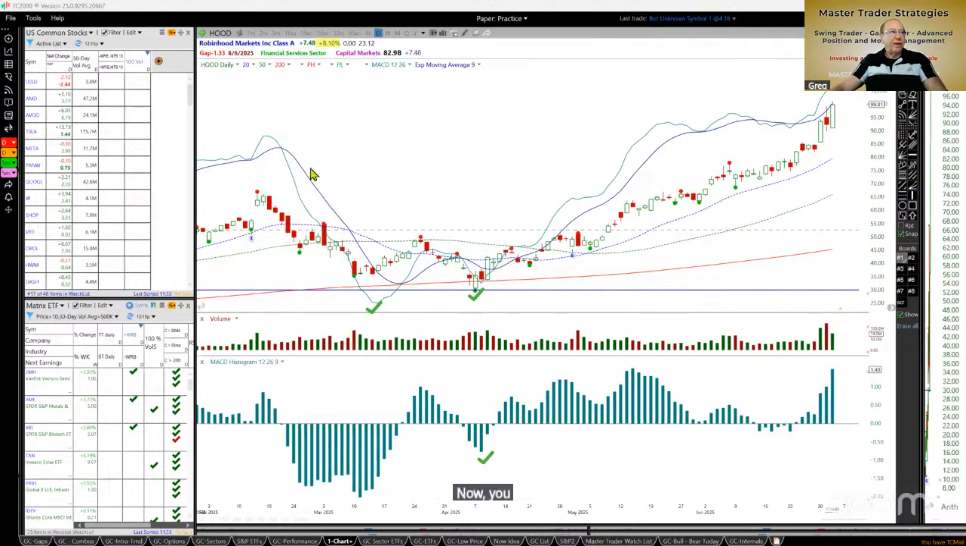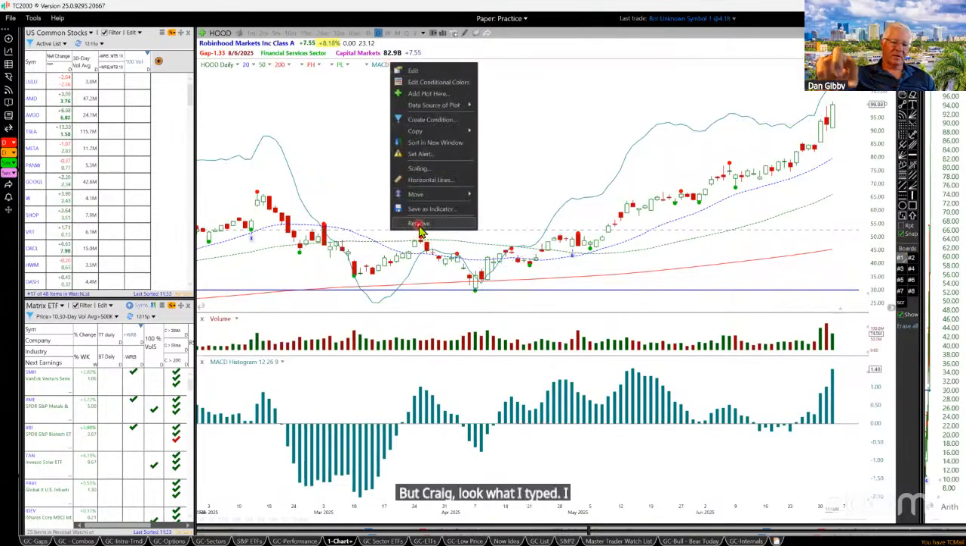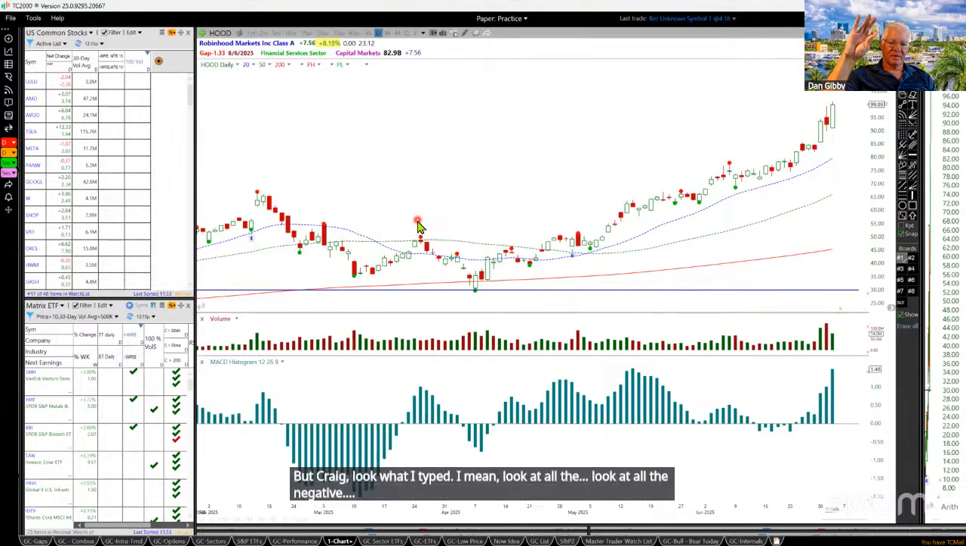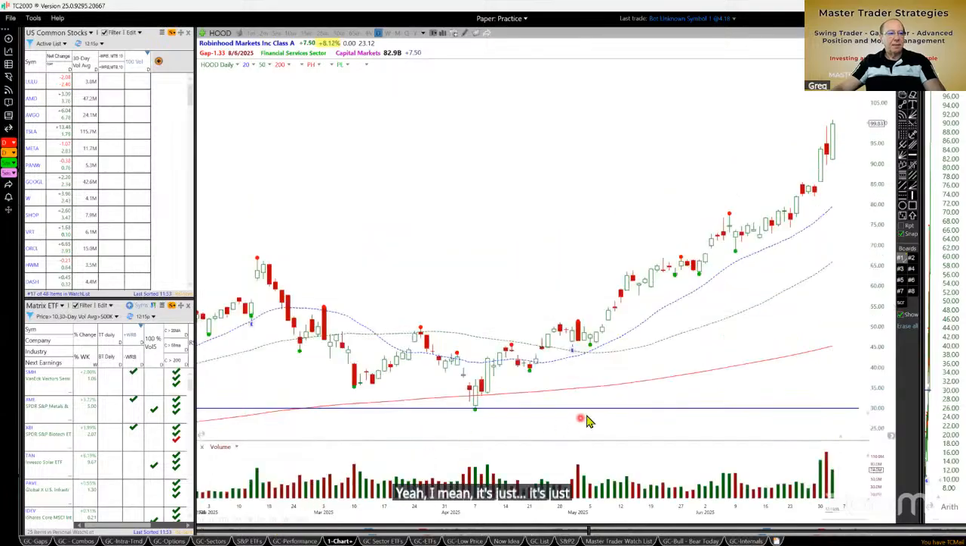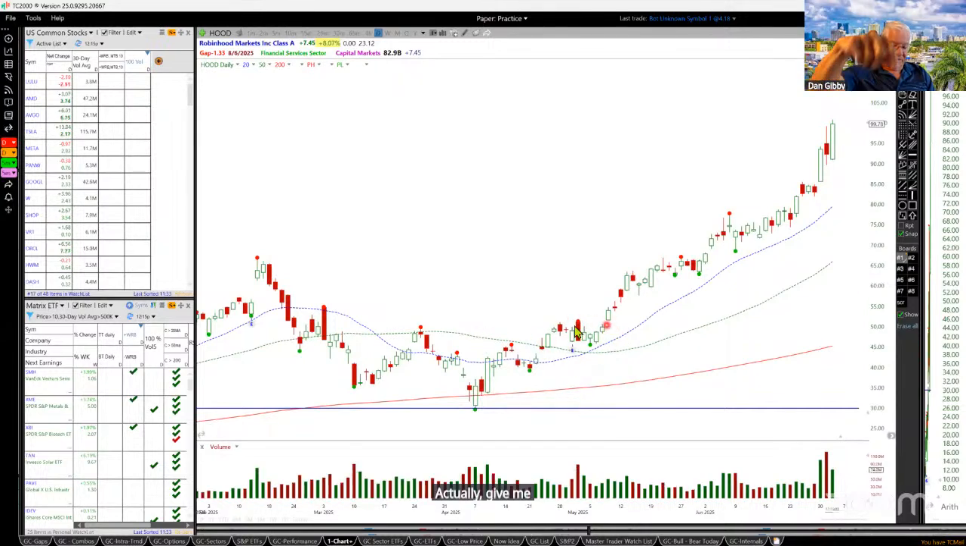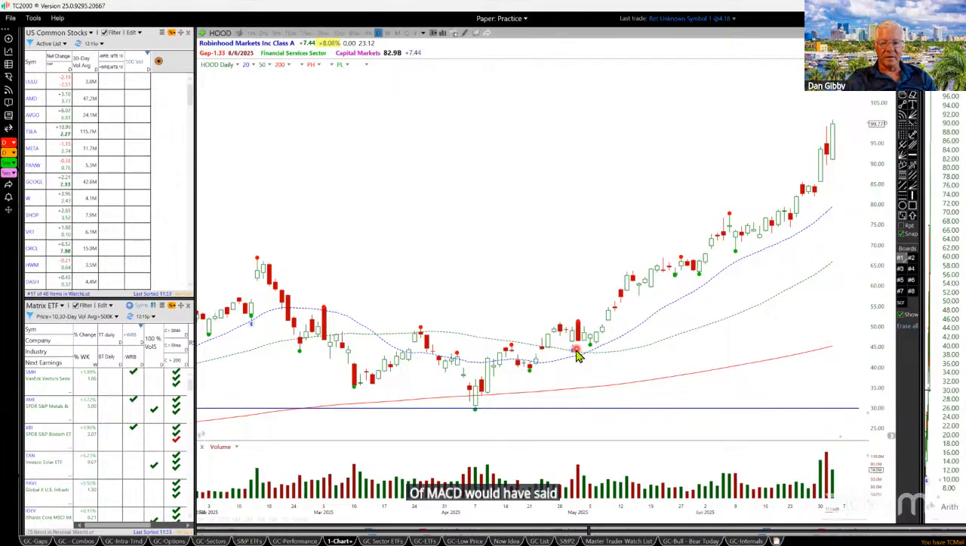Now, you could put those moving averages on your chart. Here, pull this up. But Greg, look what I typed. I mean, look at all the negative signals MACD gave to get you out of your long. Yeah, I mean, it's just useless. Maybe that's overpowering the word to make my point, but actually, give me a screenshot of that. I'll put it in the file because that was a perfect example of MACD would have said you're overbought.